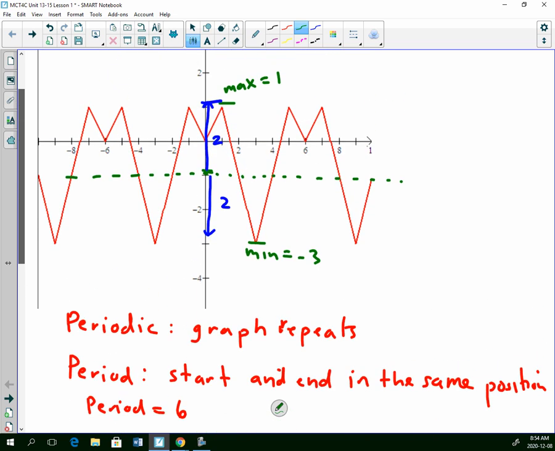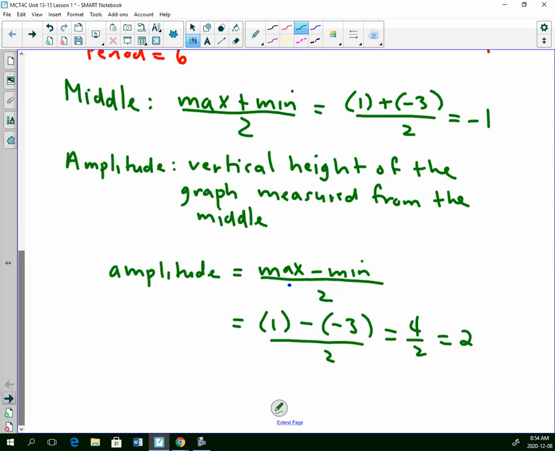So those are some of the properties of a periodic graph. You could figure out the cycle, the period, how often does it repeat. You can find out where the middle of the graph is, and you can find out what the amplitude is.